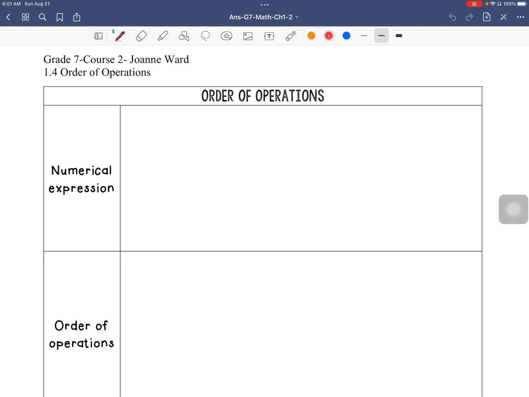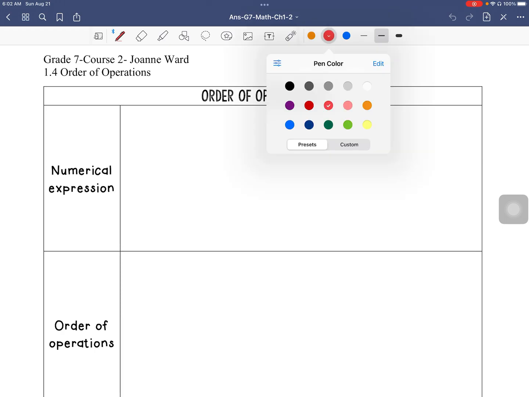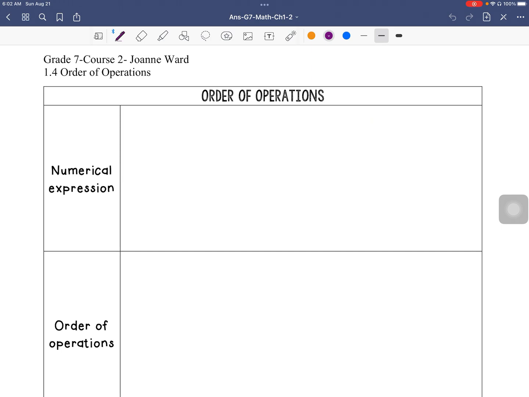So course 7, 1.4, I'm talking about the order of operations. First of all, I want to talk about what a numerical expression is. A numerical expression is made out of numbers and operations.